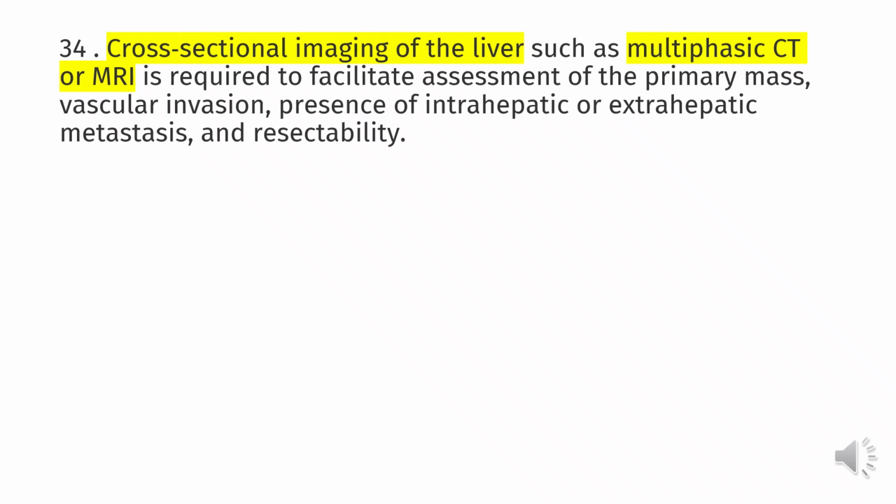Imaging is very important. So cross-sectional imaging of the liver, like obtaining a multiphasic CT or MRI, is required in order to facilitate the assessment of primary masses, vascular invasion, presence of intra or extrahepatic metastases, and resectability.